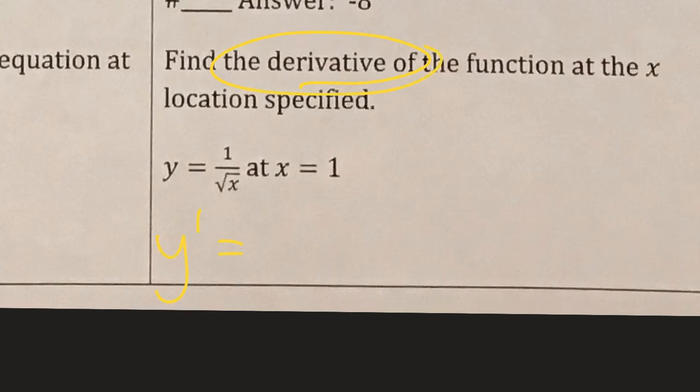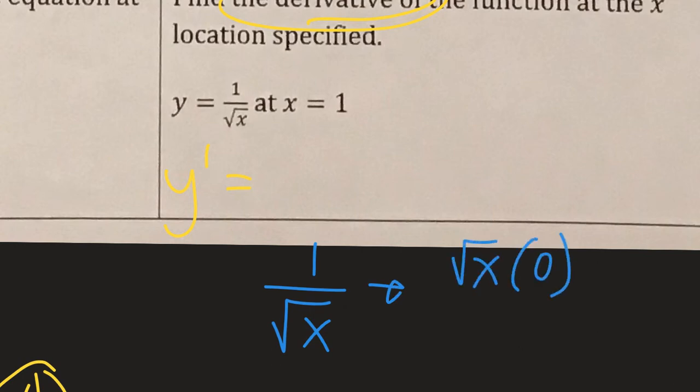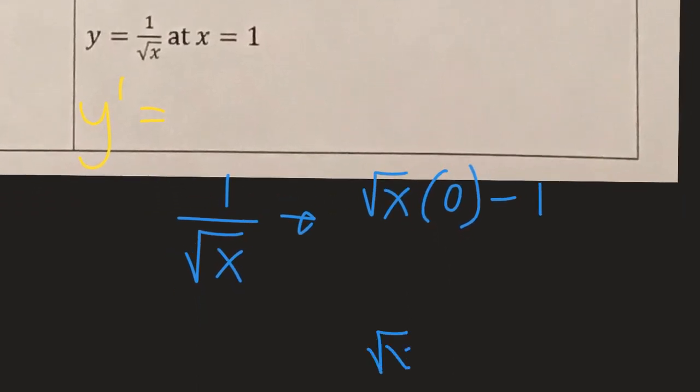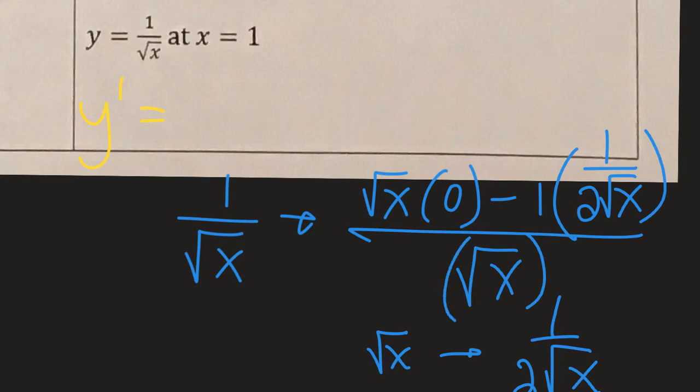Okay, so nothing tricky. Well, maybe something tricky, right? So we can do 1 over root x, and we can use the quotient rule if we want to, right? Low d high minus high d low and stuff, as long as you remember what the derivative of root x is. Remember, the derivative of root x is going to be 1 over 2 root x. So when we take that derivative here, we get 1 over 2 root x, all over low, which is root x quantity squared.